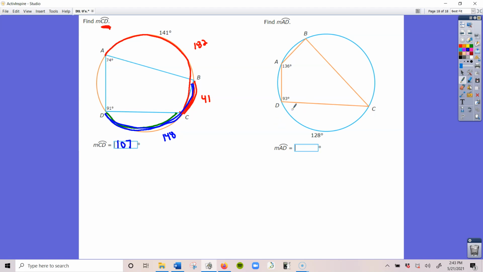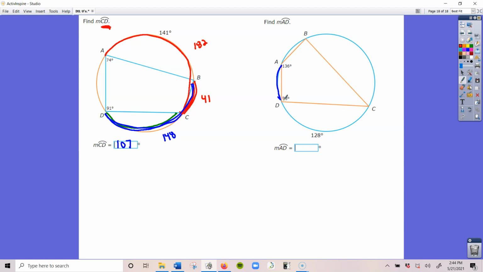Last one here, we're trying to figure out the arc measure of AD. So this is what I want to know. Now, we need to figure out what we got here. So let's see where we can start. Sometimes, I'm not going to lie to you, there's really no clear-cut way as to how to solve these. There's no set method. You kind of got to get a little creative and just do whatever you can.